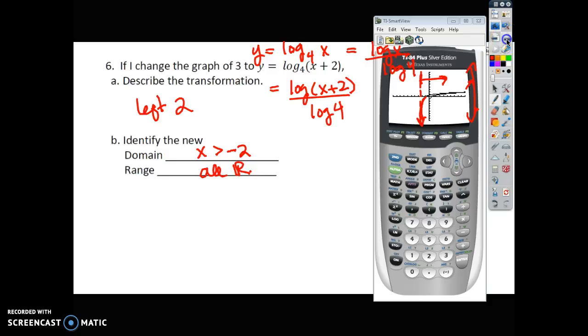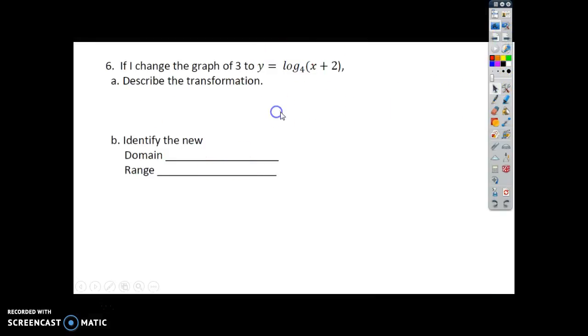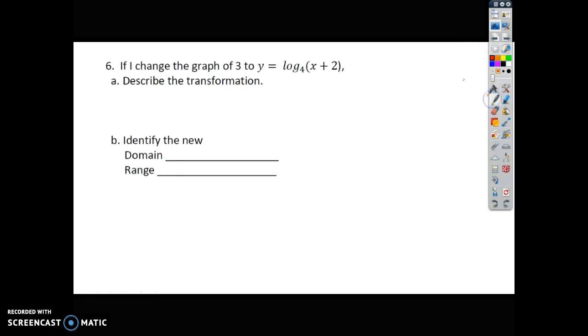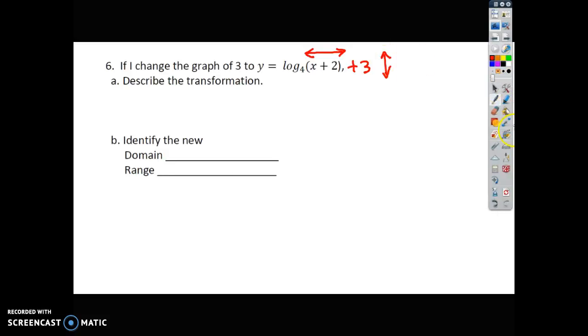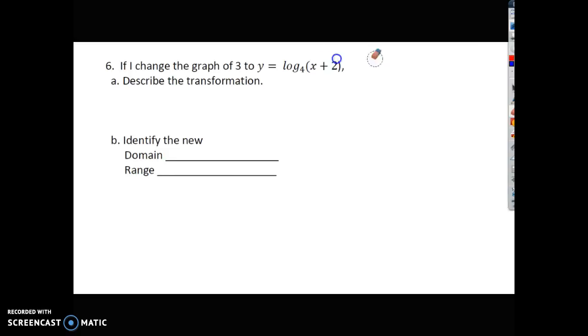And one last thing I want to point out about this one is, let's say that was another number, log of x plus 2 plus 3. This number right here moves it left and right. This number moves it up and down. So this is opposite to intuition, opposite to what you think it should do. This plus 2 actually moves it to the left. If it was a plus 3 right here, it would move it up. But since it's not here, you don't have to worry about that. But it's just something I want you to take a look at.